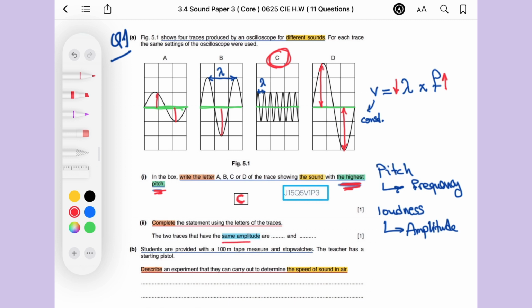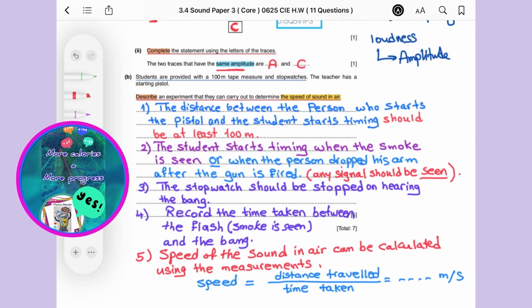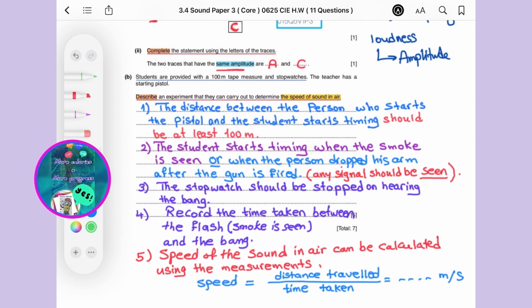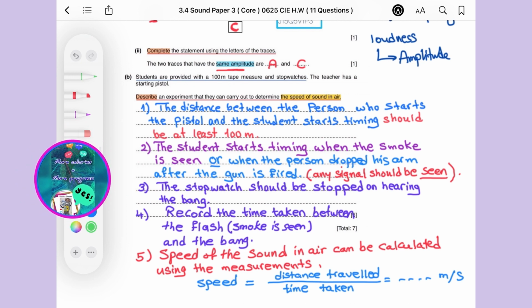So which two traces here have the same amplitude? As you see in the diagram, they are A and C. Also see here, they have one square only, so they are A and C. They have the same amplitude. The second part: students are provided with a 100-meter tape measure and stopwatches. The teacher has a starting pistol. Describe how they can carry out an experiment to determine the speed of sound in air.